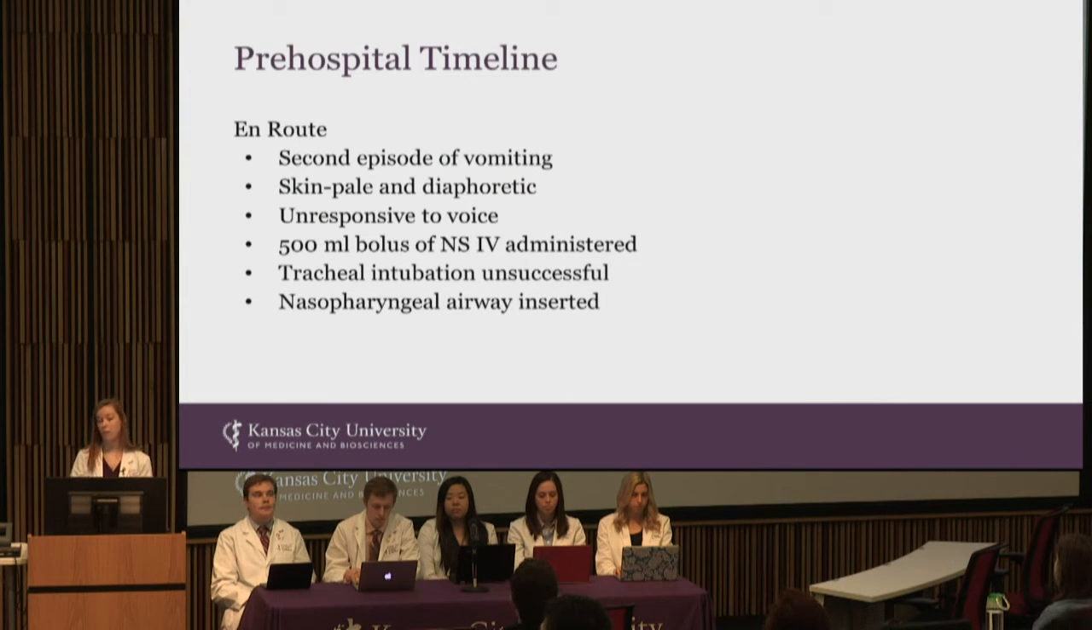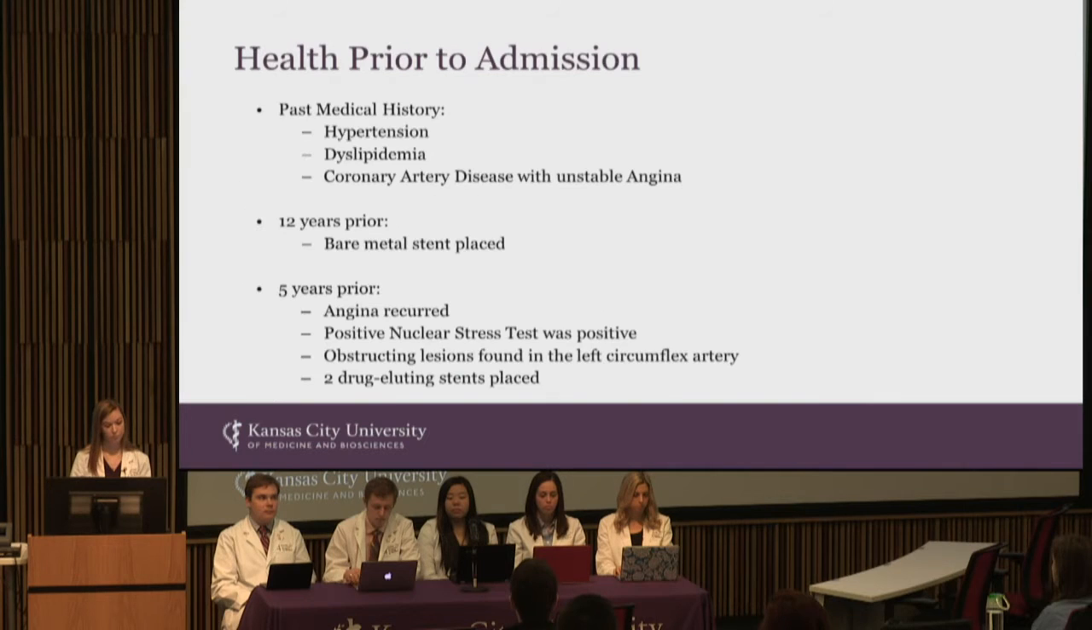En route to the hospital, the patient had a second episode of vomiting and became unresponsive. An IV bolus was started and tracheal intubation was attempted unsuccessfully. A nasopharyngeal airway was inserted. His past medical history included hypertension, dyslipidemia, and coronary artery disease with unstable angina. 12 years prior to this incident, he had a bare metal stent placed in his LAD. 5 years prior, he had recurrence of angina with a positive nuclear stress test, and 2 drug-eluting stents were placed in the left circumflex artery.